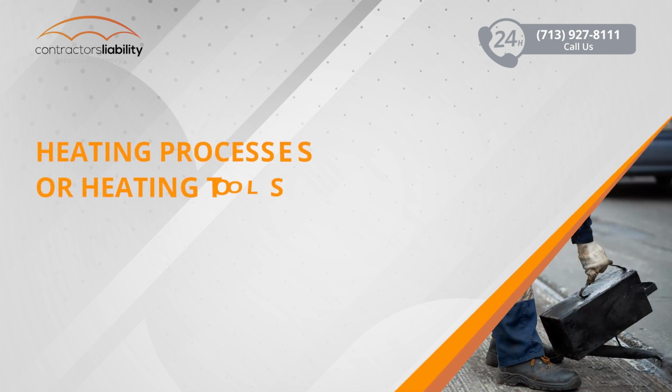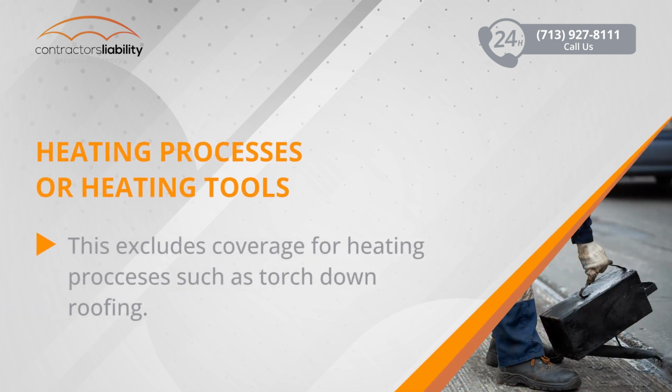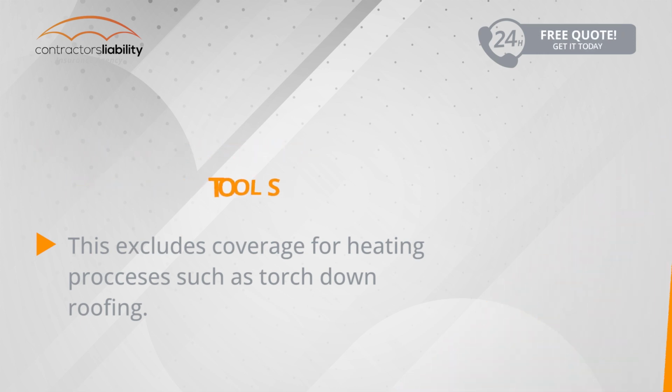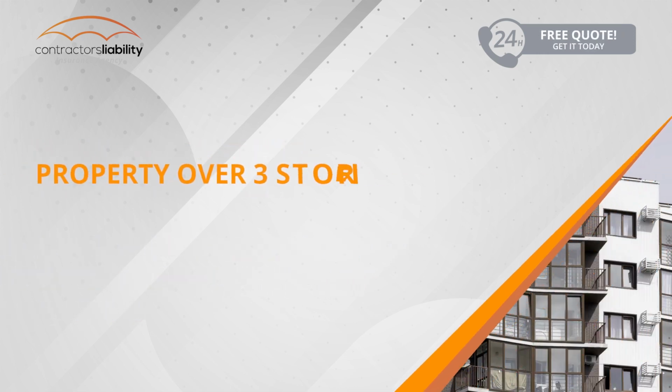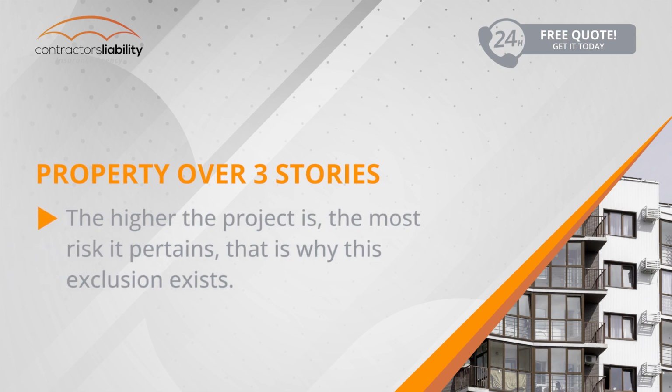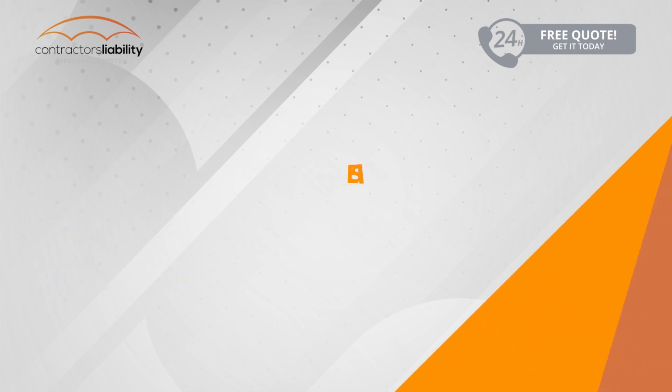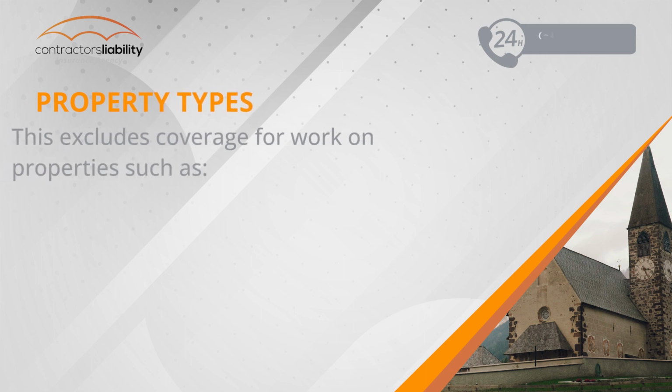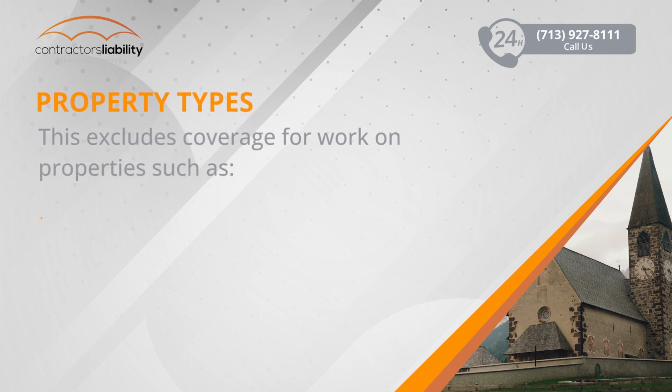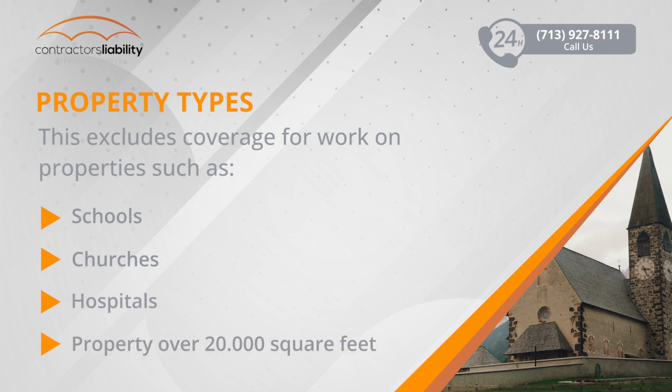Heating processes or heating tools. This excludes coverage for heating processes such as torch-down roofing. Properties over 3 stories. As you can imagine, the higher the project is, the more risk it pertains. That is why this exclusion exists. And the last type of exclusion, property types. This excludes coverage for work on properties such as schools, churches, hospitals, and properties over 20,000 square feet.